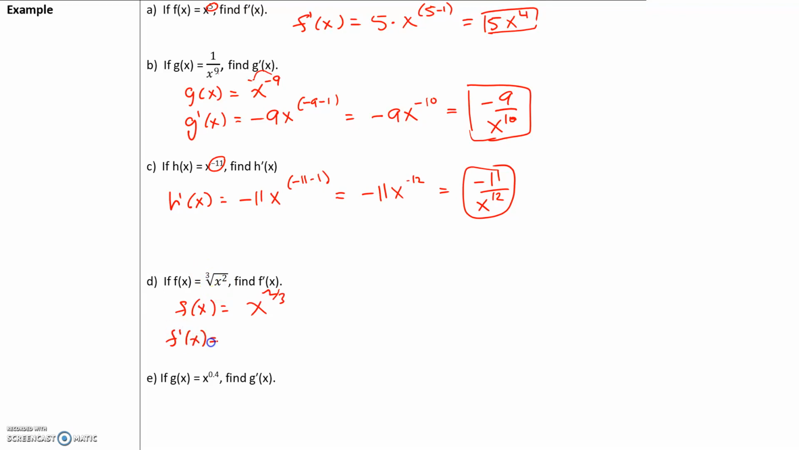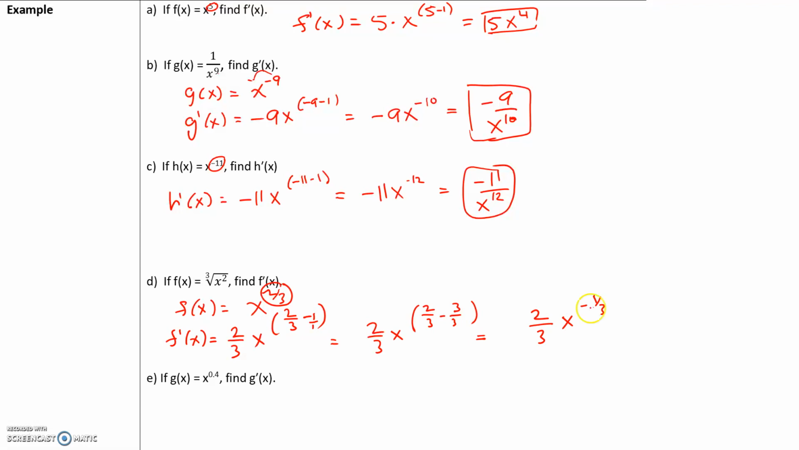For f prime of x, we take our exponent and move it to the front. So this becomes 2/3, and then we take our original exponent and subtract 1 from it. So this gives us 2/3 x to the 2/3 minus 3 over 3. Whenever we subtract exponents, or fractions rather, we need to get a common denominator. So this is like a 1 over 1. If you multiply it by 3, it becomes 3 over 3. So this gives us 2/3 x to the negative 1/3 power.